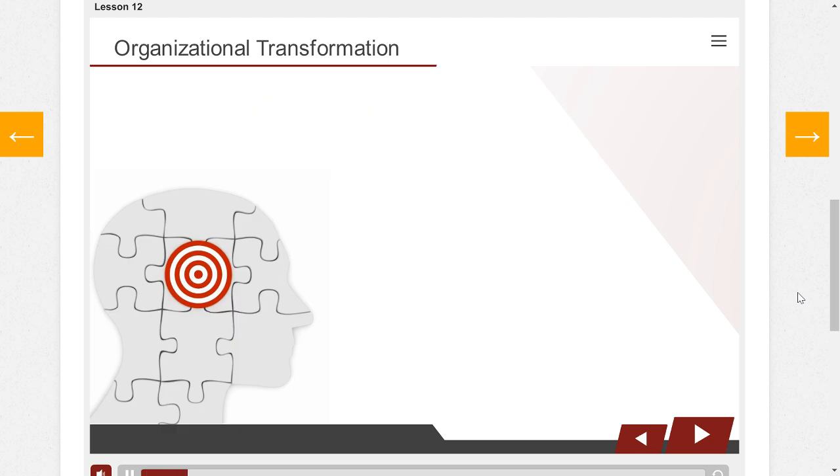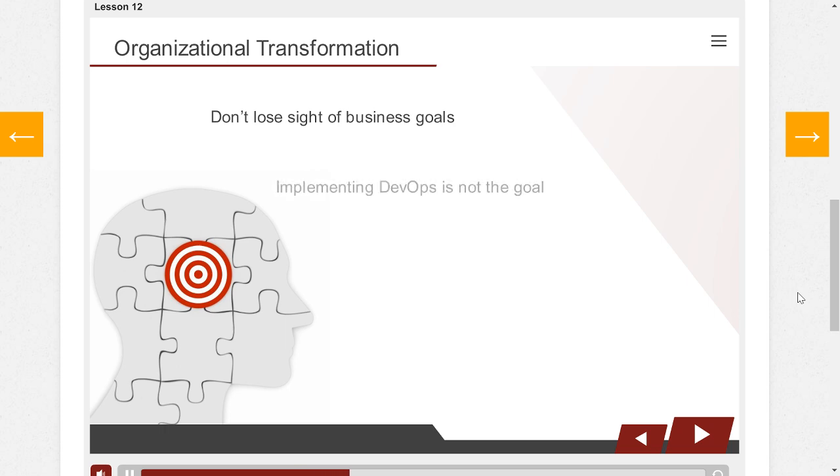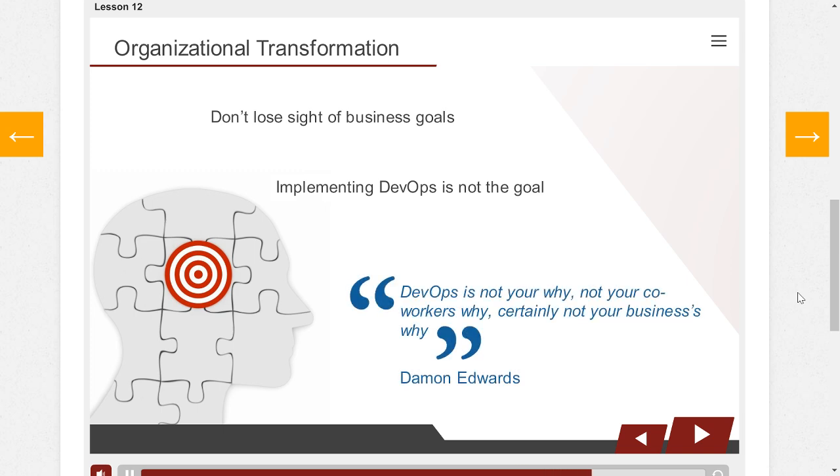When implementing new ways of working or cultural change like DevOps practices into an organization, it's important not to lose sight of the business goals. No business should ever have a goal of wanting to implement DevOps. DevOps is just a way of working that will deliver business results. Damon Edwards sums this up as, DevOps is not your why, not your coworkers' why, certainly not your business's why.